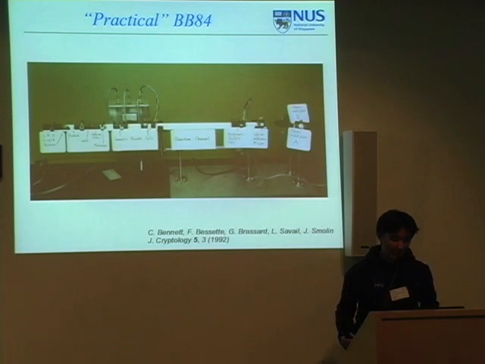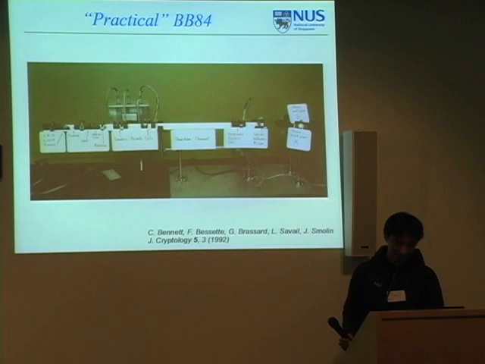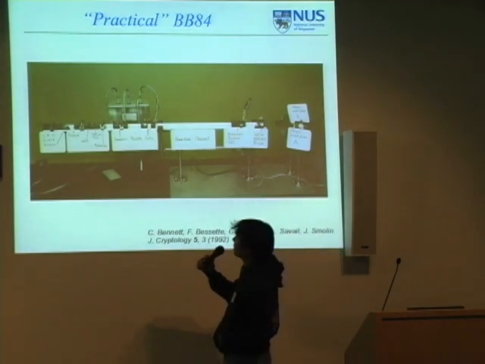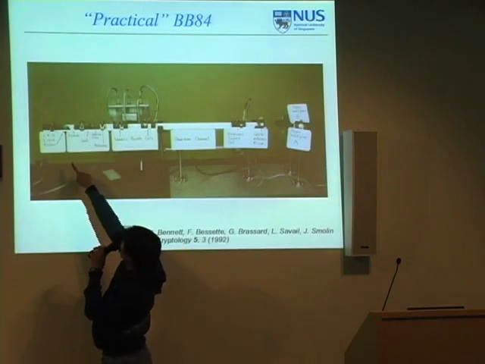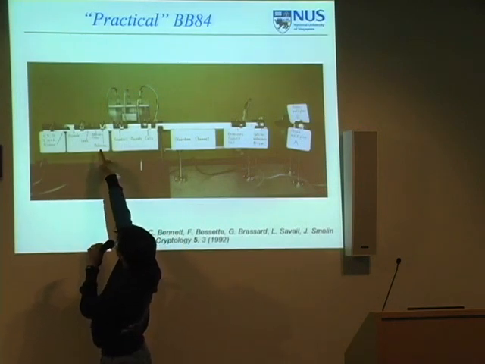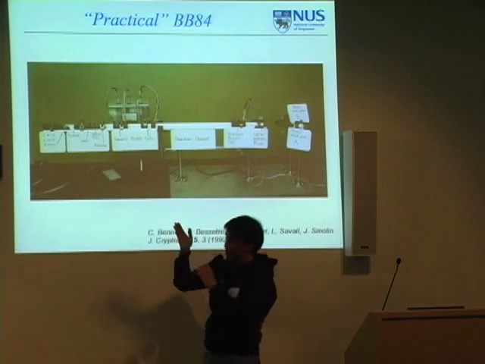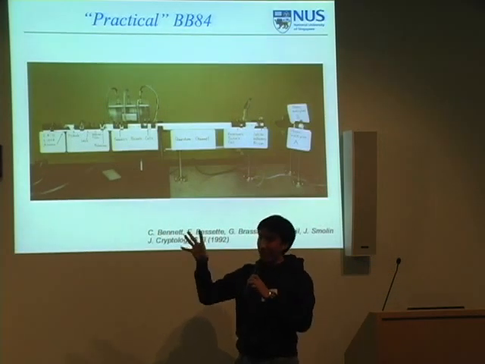Now, this is an example of a practical BB84 system where you can do quantum key distribution over 5 centimeters. This was built in '92 by the guys who actually came up with the theory for BB84. There's Bennett and Brassard, and their group. So basically, you can see that they use a simple LED as a light source. Then they have a filter.